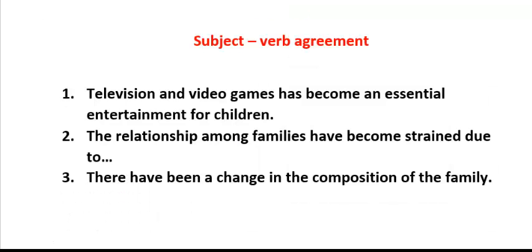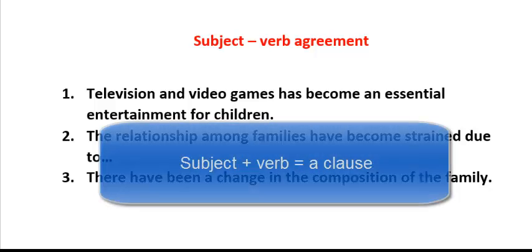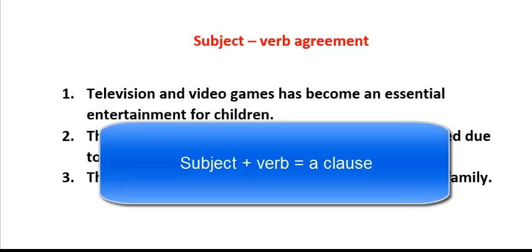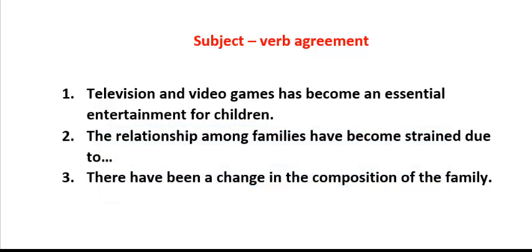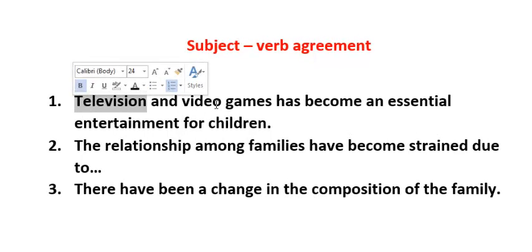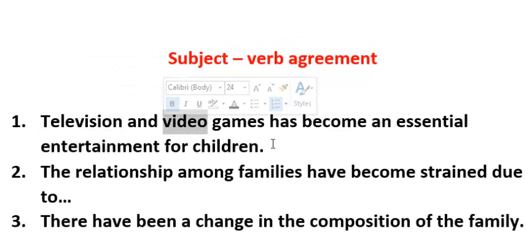Another very common mistake are mistakes with subject and verb agreement. Now, subject and verb is a clause, and it's the basic building block of any English sentence. Have a read of these three sentences. Number 1. Television and video games has become an essential entertainment for children. Number 2. The relationship among families have become strained due to ... Number 3. There have been a change in the composition of the family. So looking at sentence number 1, hopefully you can see that we actually have two things here, television and video games.